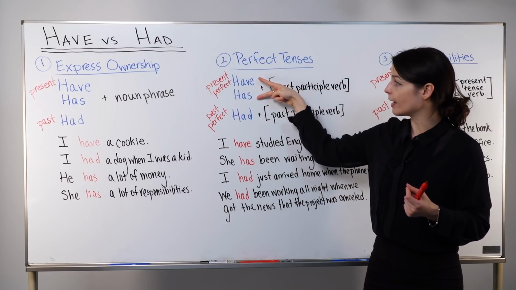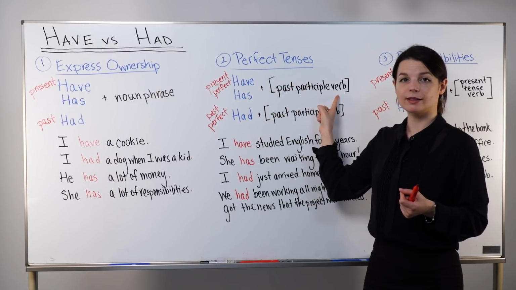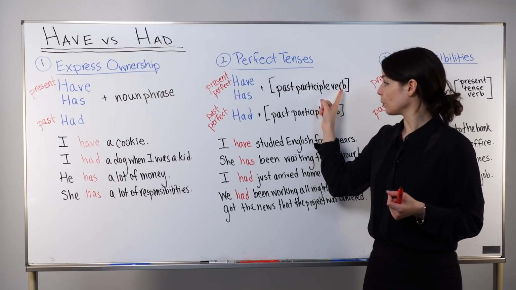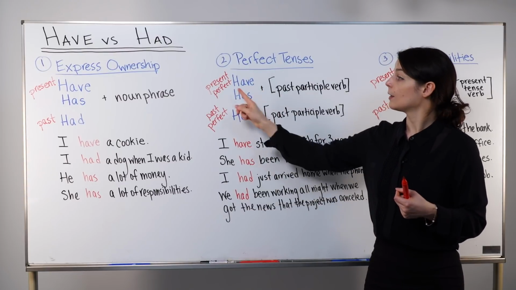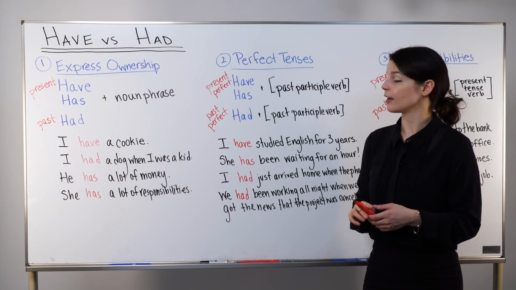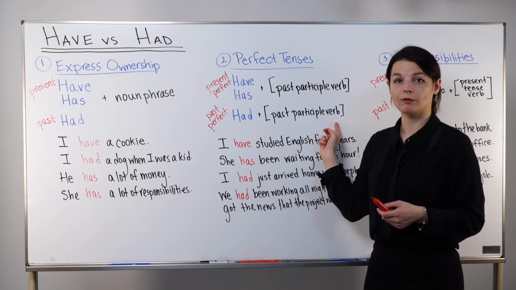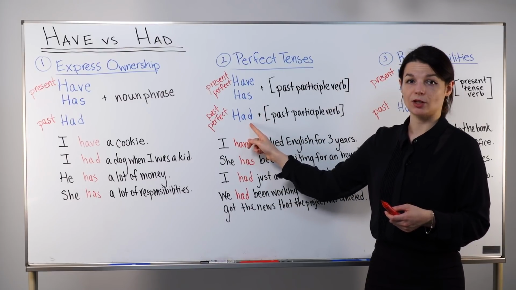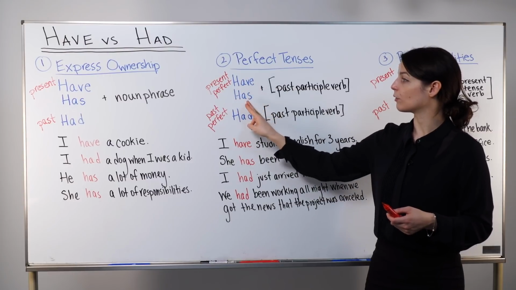So we use have or has, but we follow it with the past participle form of a verb. This is a special form of each verb that we attach to this verb, have or has. So this is to make the present perfect tense. When we make the past perfect tense, however, we use had plus the past participle form of the verb. So again, there's only one word here. There's no change if the subject changes. So past perfect, had, present perfect, have or has.